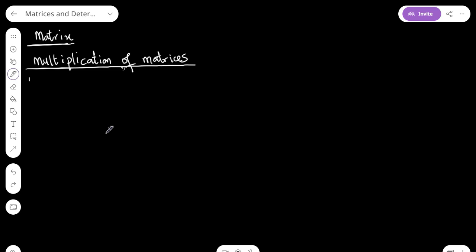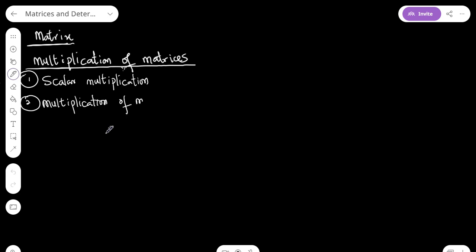Now, multiplication of matrices is of two types. Number one, we have scalar multiplication. And then number two, we have multiplication of matrices. Now, if you look at scalar multiplication, it's quite easy and quite simple.